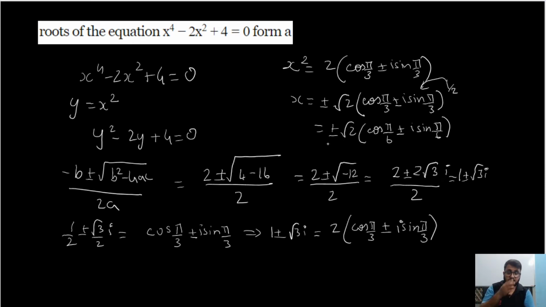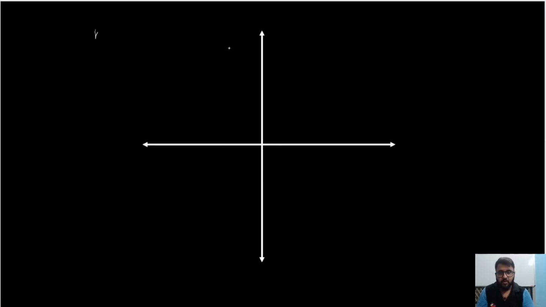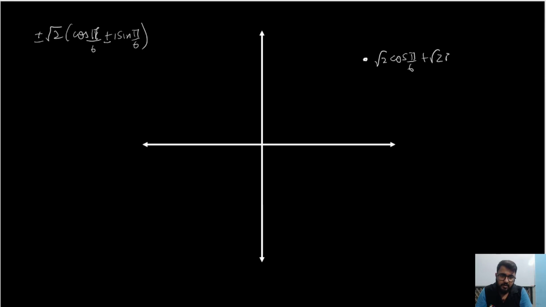Just by looking at this, you can tell there are 4 combinations here, right? Plus or minus root 2 gives 2 combinations, and inside there are 2 combinations. So we'll try out all the different combinations. Let's say the outer sign is positive first, and take plus inside as well. So you'll end up with a point here. This will be root 2 cos pi by 6 plus root 2 i sine pi by 6, where I just took the root 2 inside.